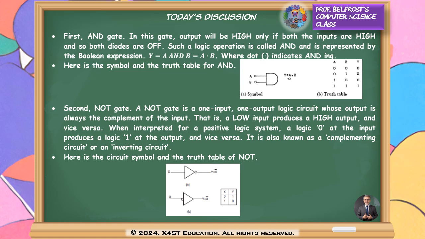Second is the NOT gate. The NOT gate is just inverting. It only has one input. It is a one input, one output logic circuit, and the output is the complement of the input. So low input will produce high output, and vice versa. When interpreted for a positive logic system, a logic 0 at the input produces a logic 1 at the output, and vice versa. So this is called a complementing circuit or inverting circuit. The truth table and the symbol are shown in the slide.